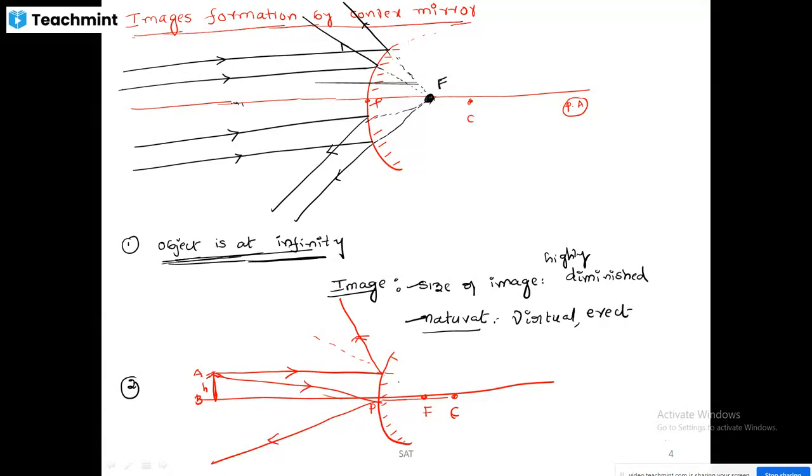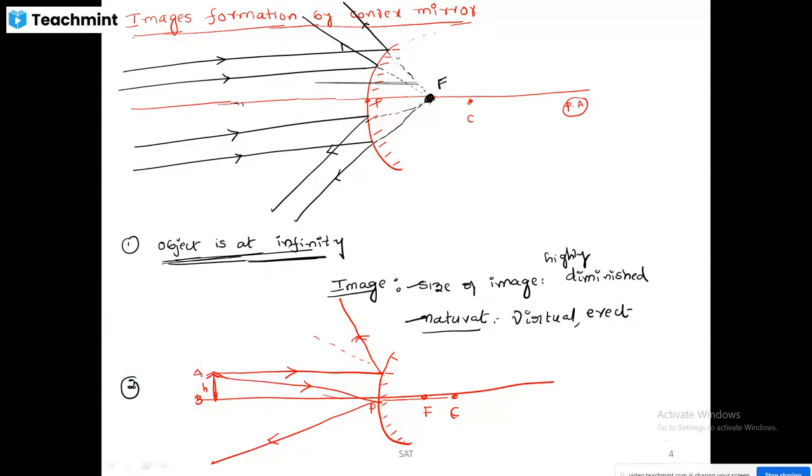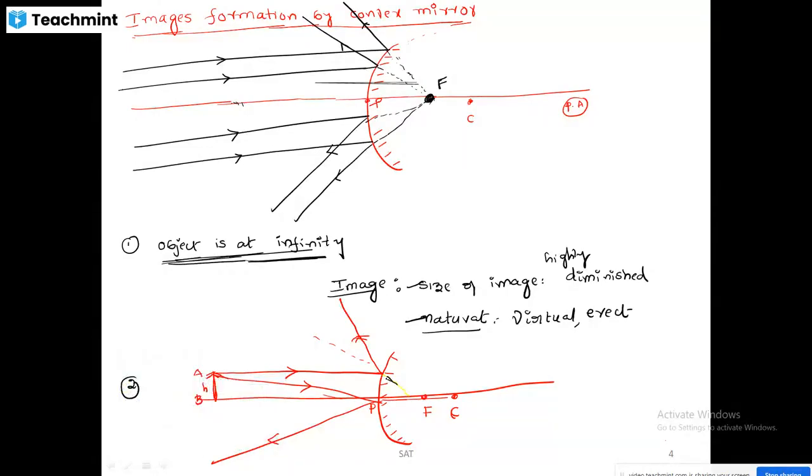They are not really meeting. If you back trace it here, they are meeting at one point on the principal axis. So this is a meeting. We are meeting at one point on the principal axis. So we back trace it here.